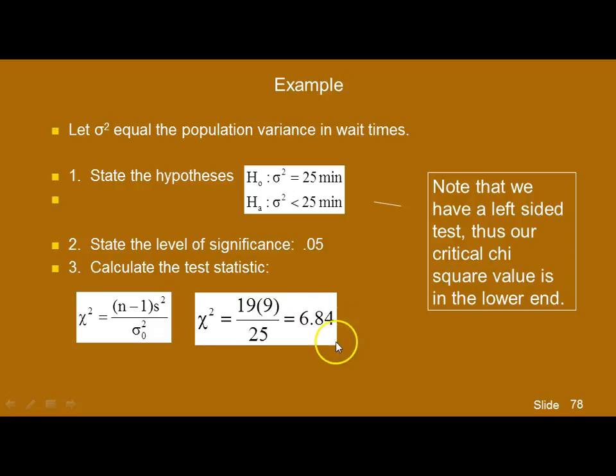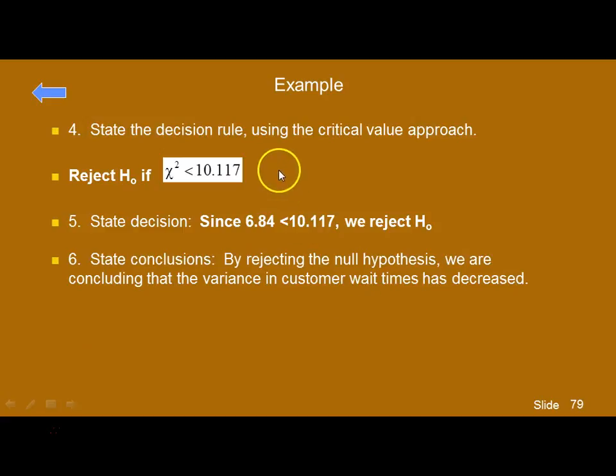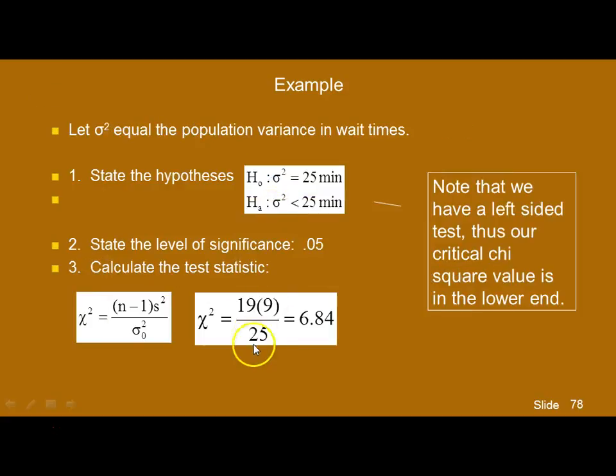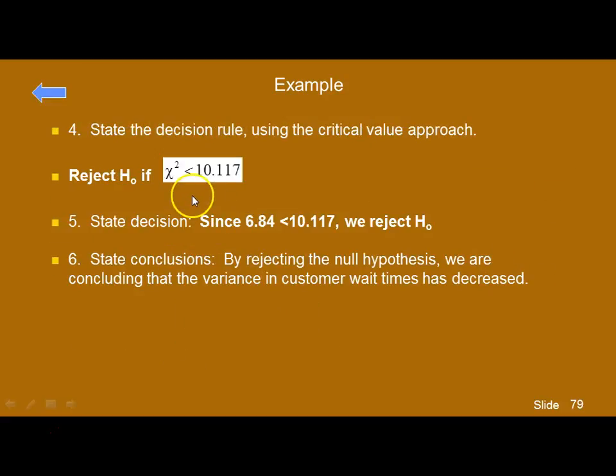We now need to compare that 6.84 to a critical chi-square value. So we need our decision rule. Again, since this is a left-tailed test, we will reject in the left end of the chi-square distribution. If you go to your chi-square table with 18 degrees of freedom, you will find the critical chi-square to be 10.117.